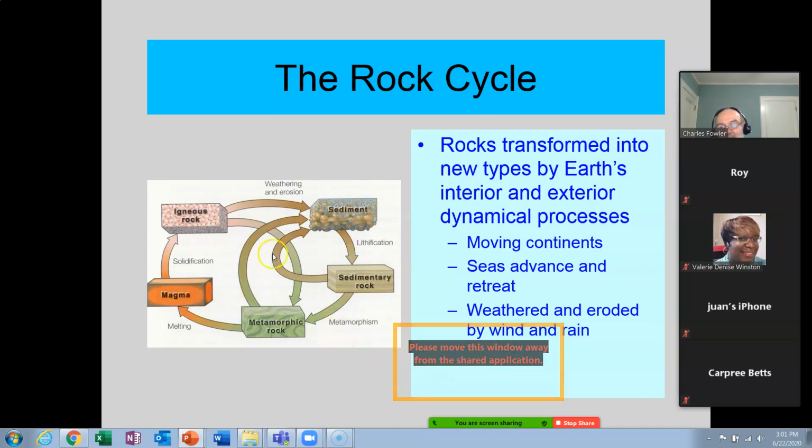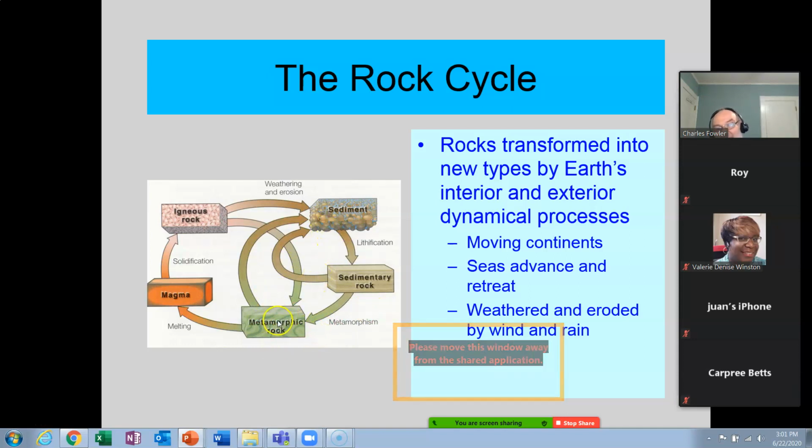But even former sedimentary rock could break apart again, become new sediment, and the lithification process is where first you get compaction and then you get cementation. Okay? As those sediments then turn into rock again, they become sedimentary rock. And those sedimentary rocks, under more heat, more pressure, and more time through metamorphism, could become metamorphic rock. Okay? Or they break down and become more sedimentary.